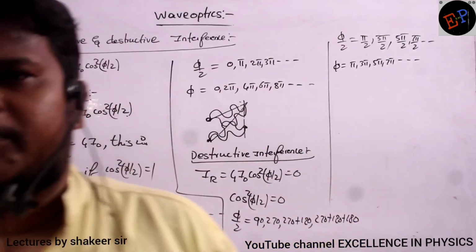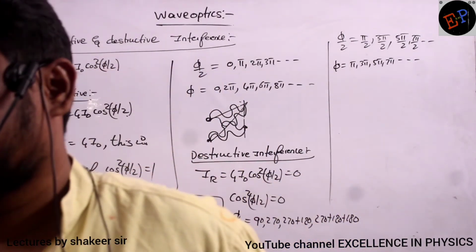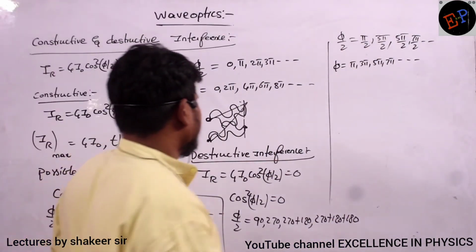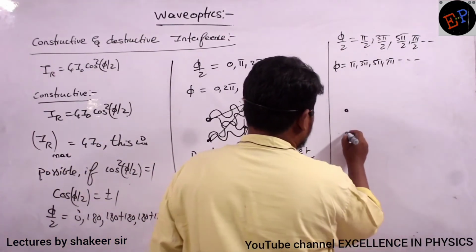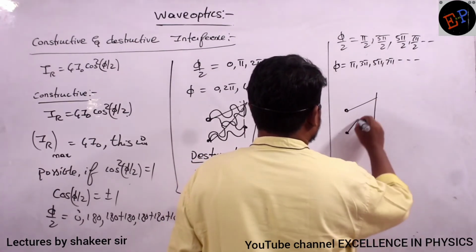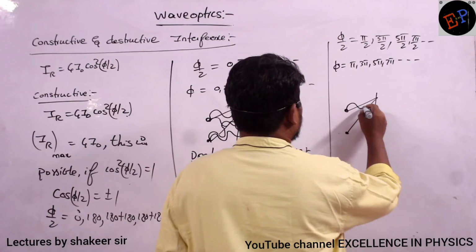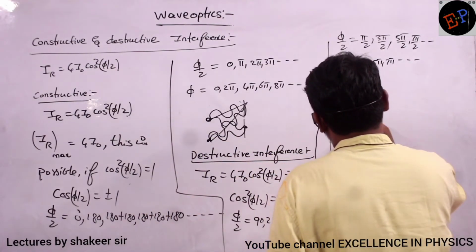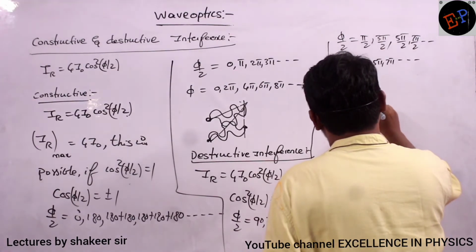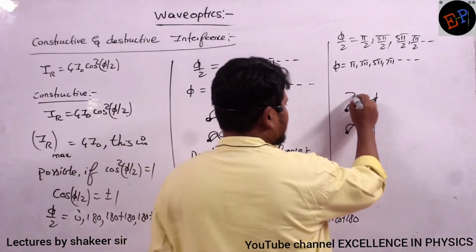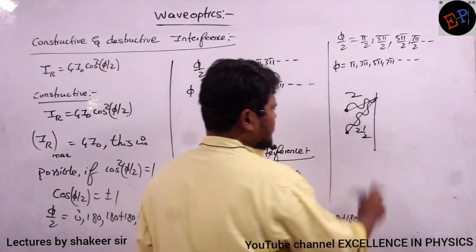Phase difference of pi means what? 180 degree phase difference. It means that half wave will be extra, no? So Sima, consider this is one point, this is another point. So 2 waves are reaching. So 1, 2, half wave extra is reaching. So from this source 2 waves are reaching, from this source 2.5 waves are reaching.